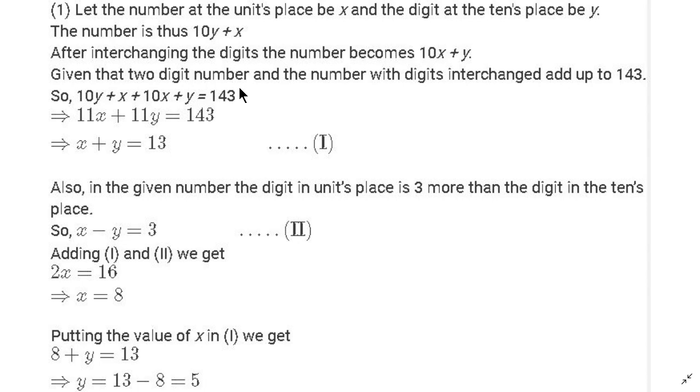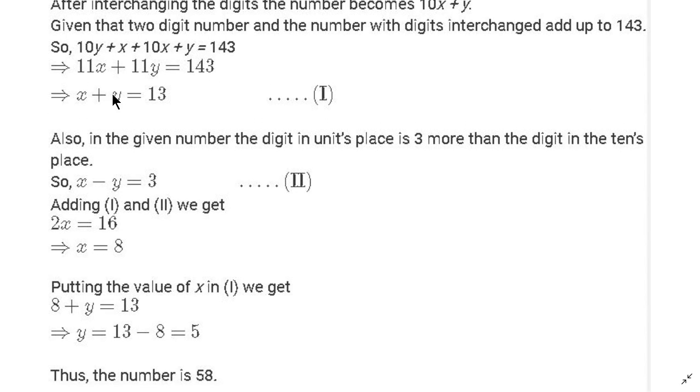And what is the actual condition? Adding them gives 143. So add them: 10y plus x, plus 10x plus y, is equal to 143. So 10y plus y is 11y, x plus 10x is 11x. So this is the equation we got. x plus y is equal to 13 after dividing by 11, to get a simpler format. This is the first equation, which we got from the first condition.